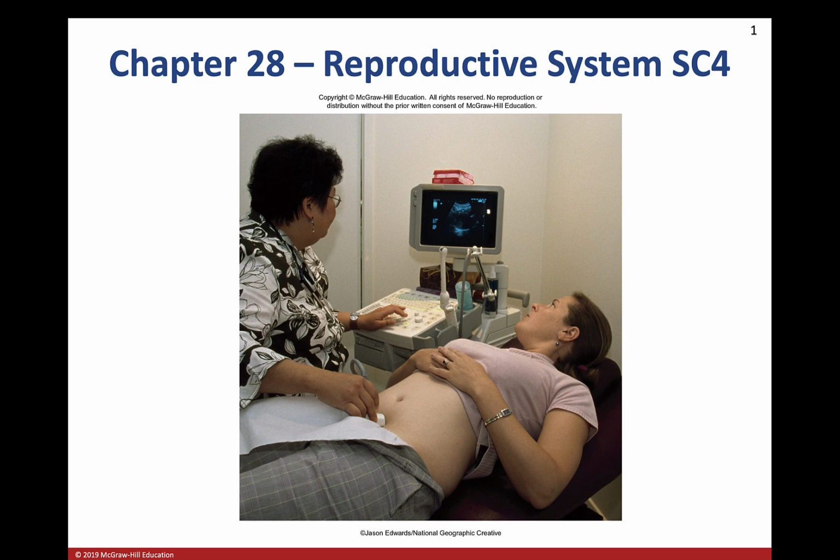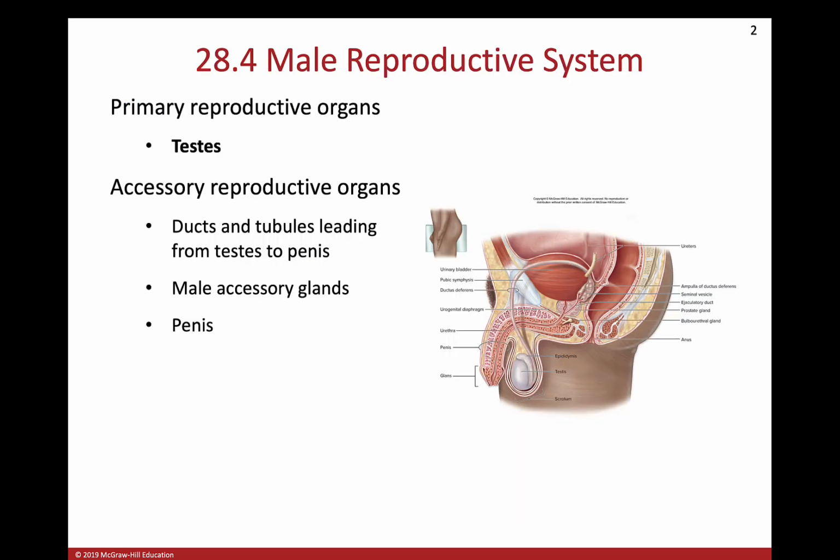We are now moving on to the male reproductive system, and the first structure that we'll actually talk about are the primary reproductive organs, which are the testes. The accessory reproductive organs are ducts and tubules leading from the testes to the penis, male accessory glands, and the penis itself.